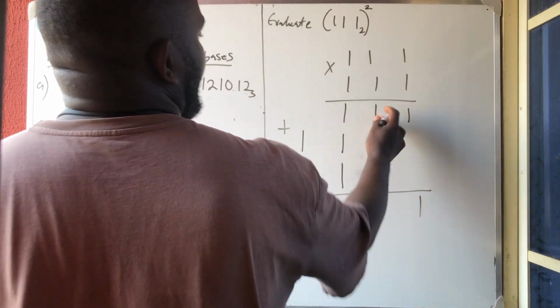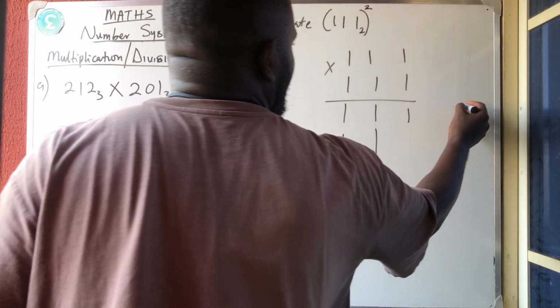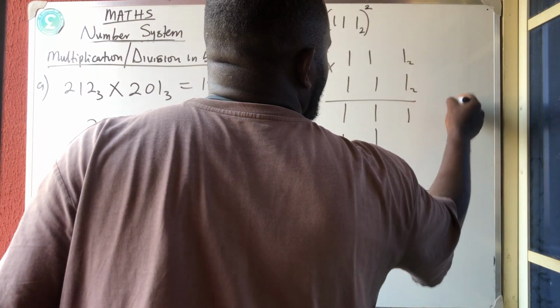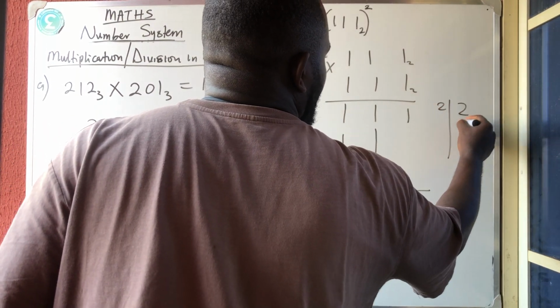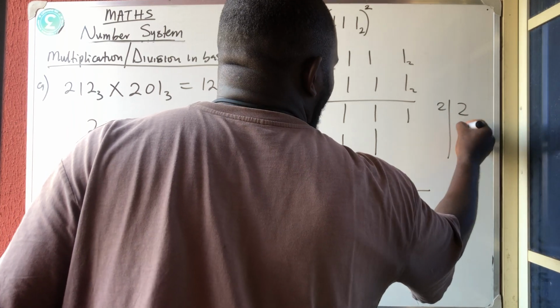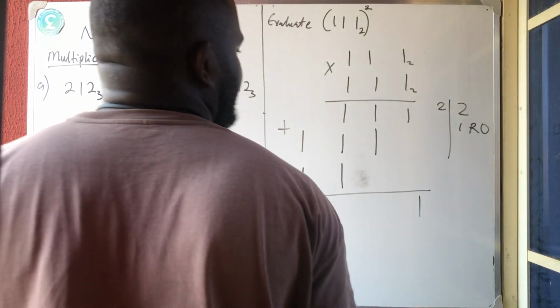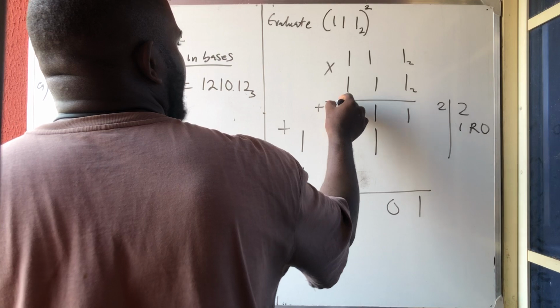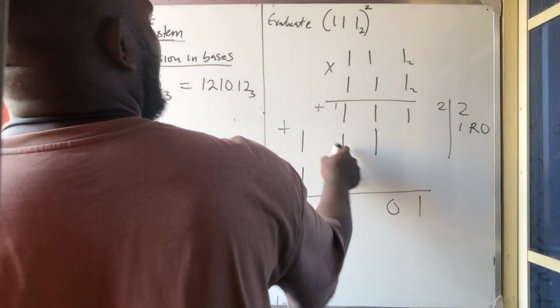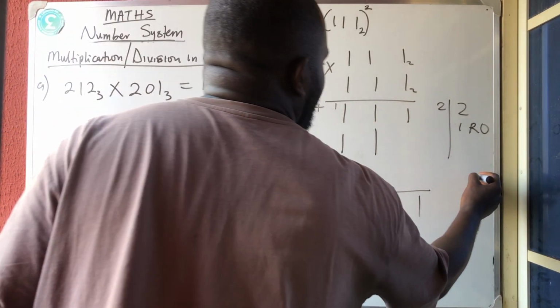Bring down 1. 1 plus 1, 2. We cannot write 2 because they are in base 2. You say 2 divided by 2 is 1, remainder 0. So I'll write my remainder 0. Carry that 1 and put here. 1 plus 1, 2. 2 plus 1, 3. 3 plus 1, 4. So I'm having 4.